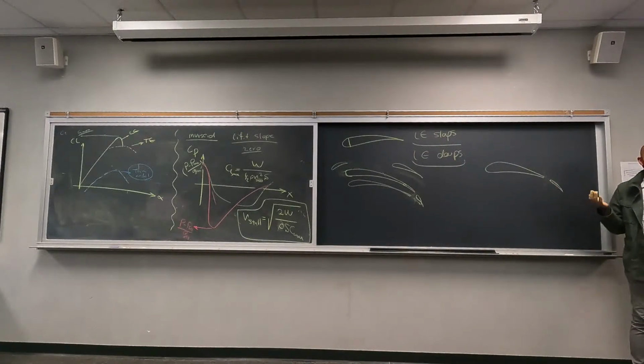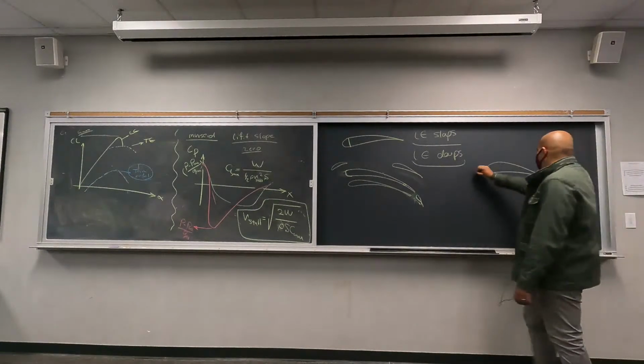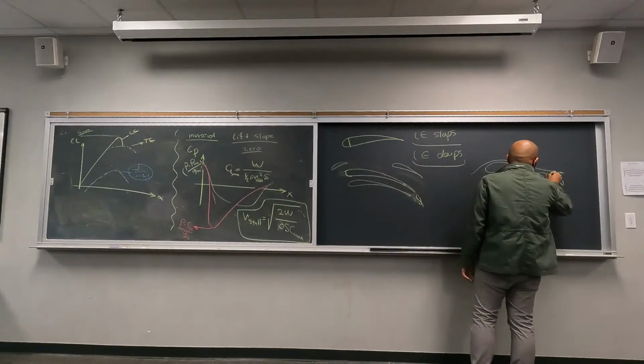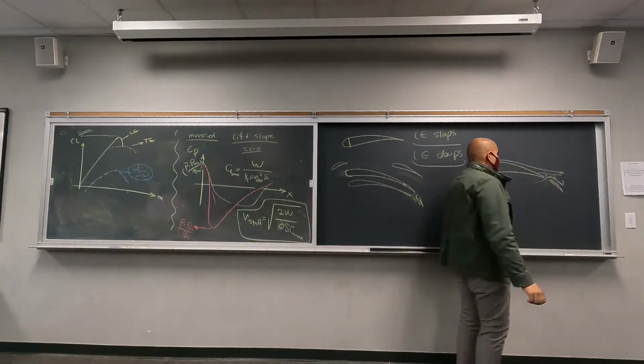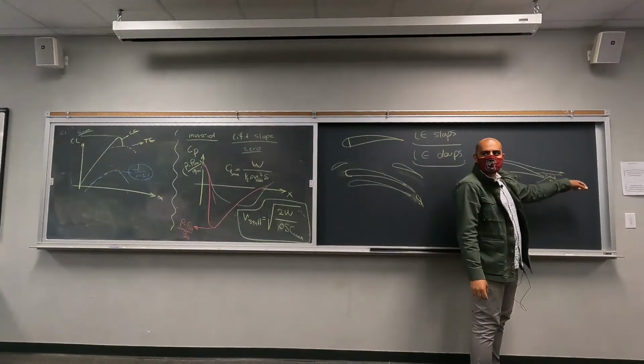We're flying with higher pressure on the lower surface and low pressure on the top surface, right? So high pressure, low pressure. So we are going to induce some flow in this direction, okay? So even if your flow has already separated here, you are going to force it to stick back to the wing, okay?